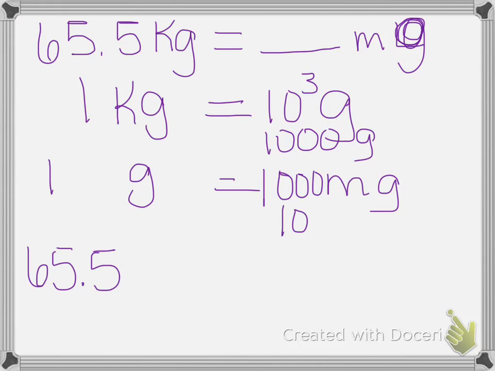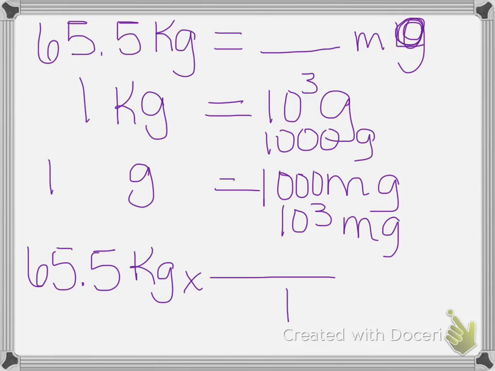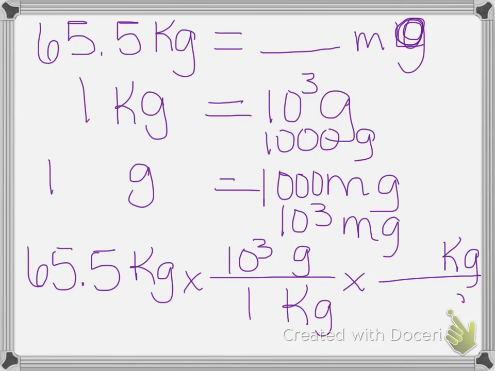So you'd say 65.5 kilograms times, put what you're trying to get rid of on bottom. So my 10 to the third goes there, or 1,000, whatever you want to use, and my 1 goes there. And then my kilograms goes on top. Oops, now I want to get rid of grams. Grams goes there, and my milligrams goes on top. So 1, 10 to the third.